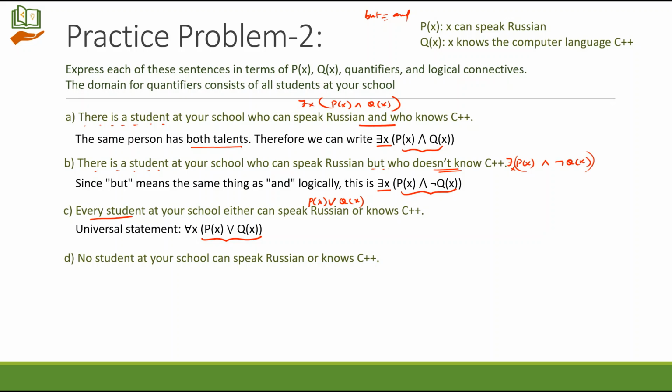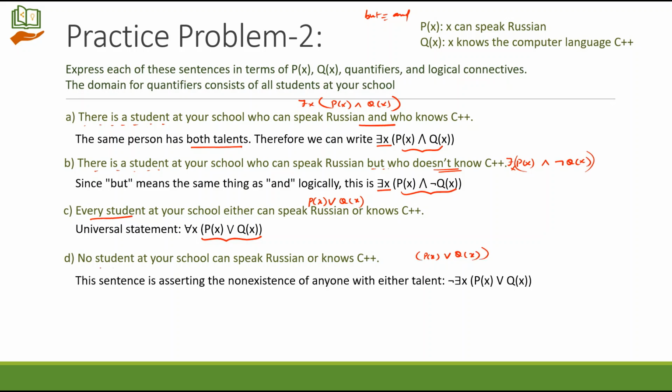What about D? No student at your school can speak Russian or know C++. They have given can speak Russian or know C++, which can be taken as P of x or Q of x. How can we express this no student? We can say there is no student. This sentence is asserting the non-existence of anyone with either talent. This is there is no student with any of the talent.